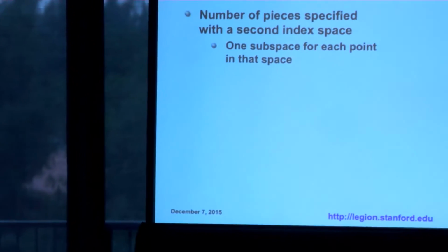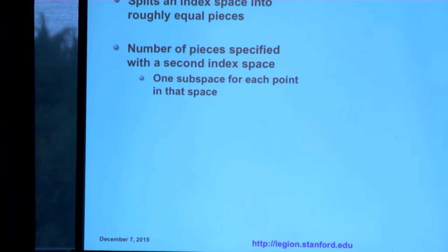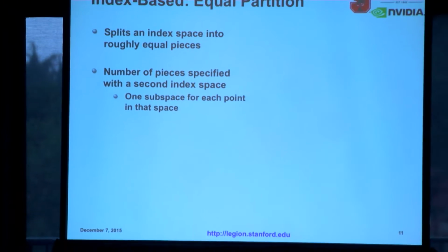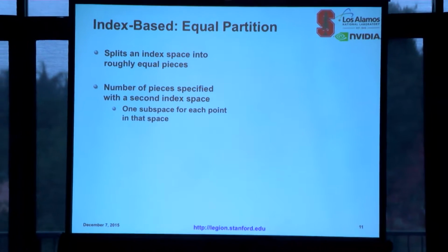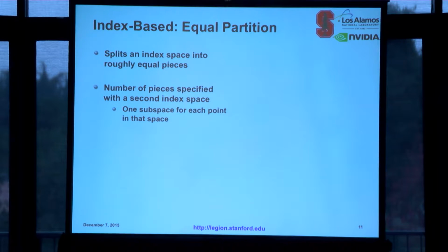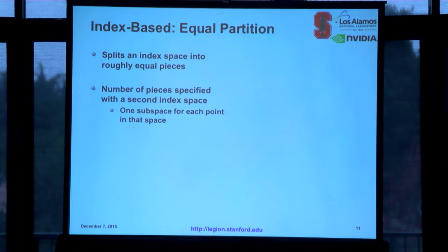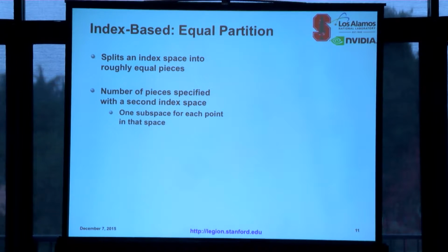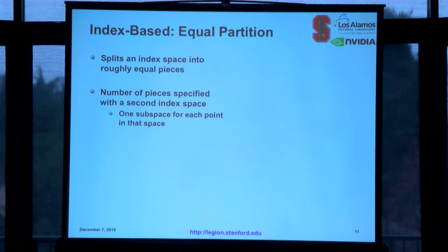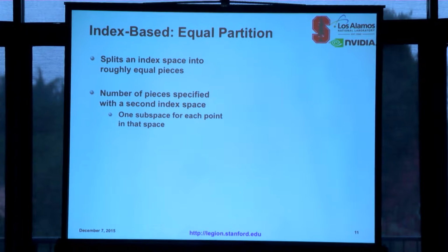OK, so when we do an equal partition, we need to say how many pieces we want, and we're going to need to have names for those pieces. We have a natural construct that gives names to elements of something, and that's an index space. So the way you're going to say how many pieces you want in an index space partition is you're going to supply a second index space. And we're going to create one subspace of the original one for each point in the second space.